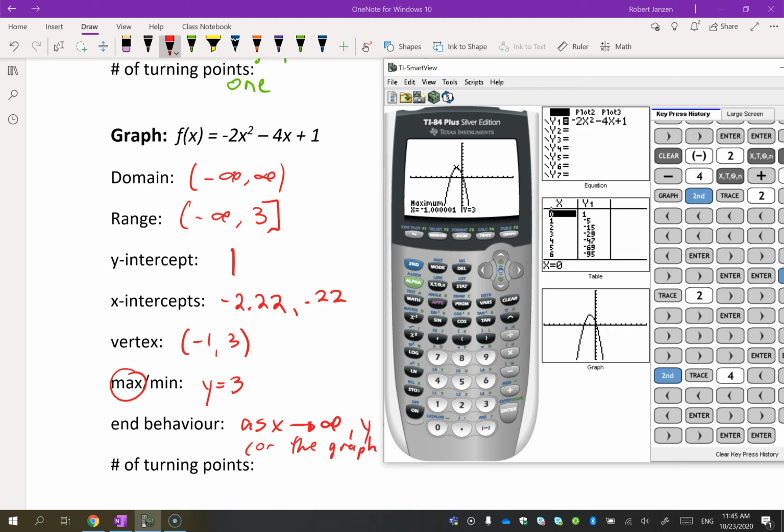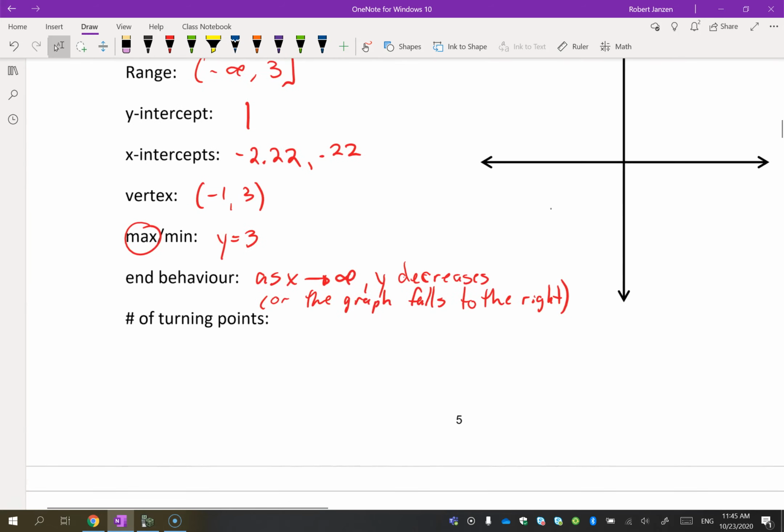Okay, so take a look at those answers, see if they make sense to you. If you didn't get one of those, please bring it up in class and we can discuss it. Okay, the number of turning points, there is one turning point.